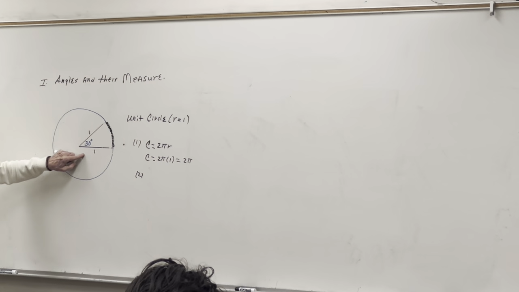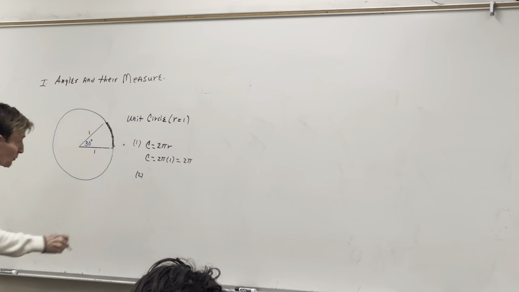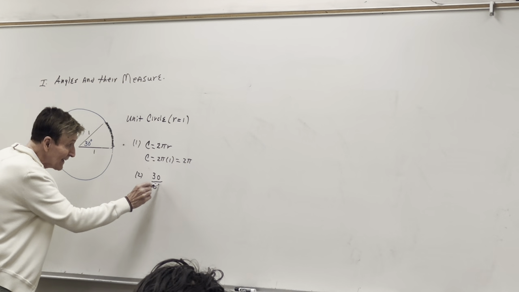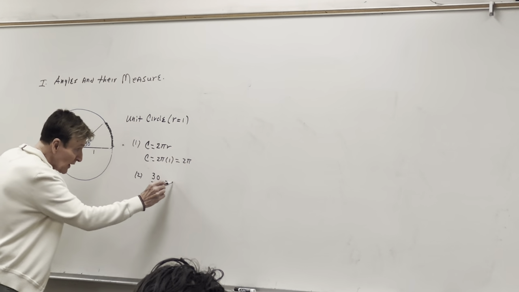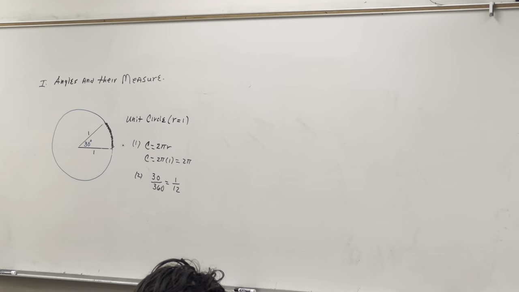I've got a 30-degree angle. What's the size in degrees of a full circle? 360. Do we agree with that, guys? So I have 30 degrees, so let's form a ratio. I will compare 30 to 360, which I could reduce down to 1/12. There's my ratio. There's my fraction. I compare 30 to 360.